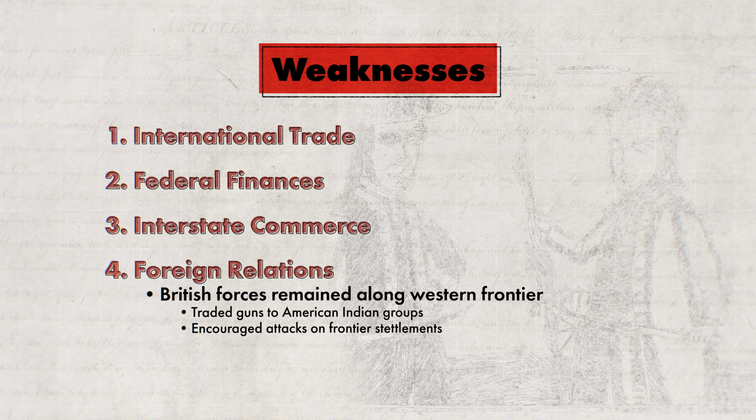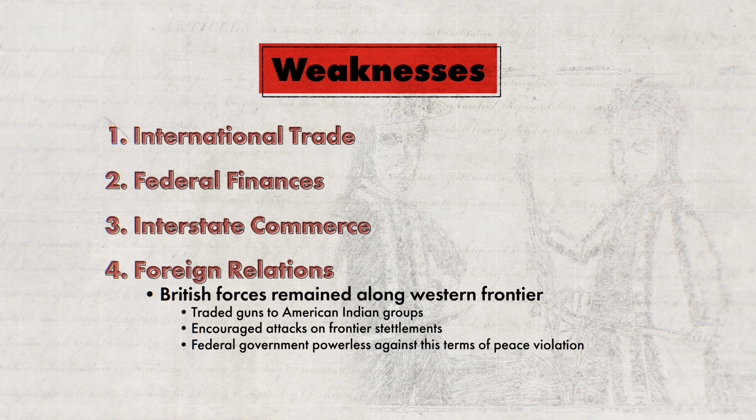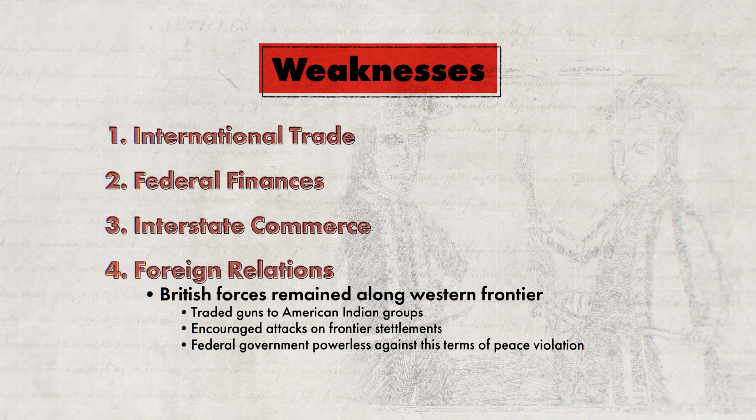And can you guess who was basically powerless to address this? George Washington. What? No, it had to do with Rosa Parks? Stop it. No, it was in fact the federal government under the Articles of Confederation which had no power to stop this egregious violation of the terms of peace. And why? Because, as I mentioned earlier, Congress had no authority to raise an army.